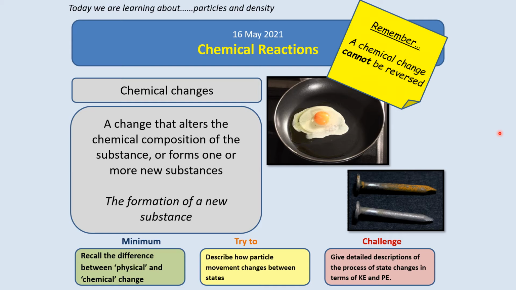So chemical changes cannot be easily reversed. If you cook an egg, when you cool it down, you've still got a cooked egg, right? You don't get the raw egg back again. And similarly with the iron nail, once it's gone rusty, you can't turn it back into a lovely clean iron nail again.